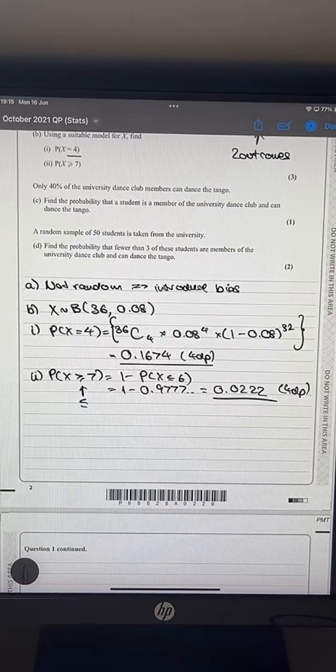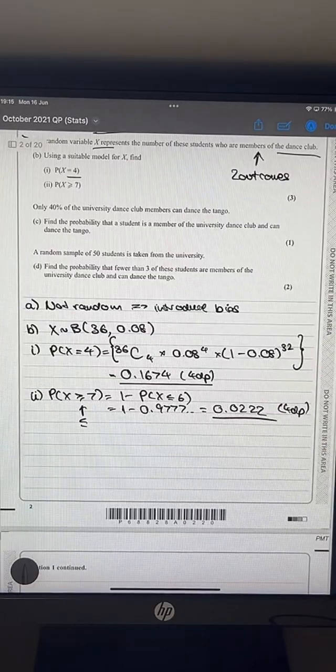Everyone's saying just put it in the calculator. Yep, I was just showing you how to do it this way in case you have a completely algebraic question, so you understand how the binomial formula works. All right, cool. Next part.